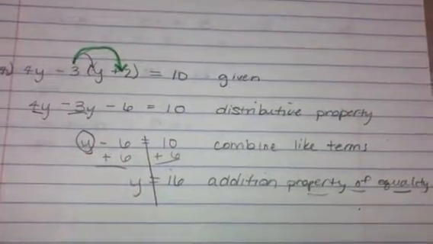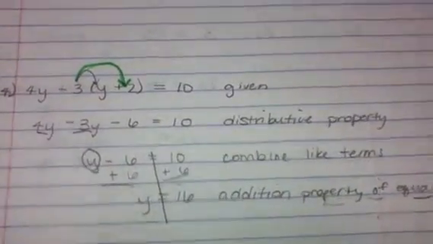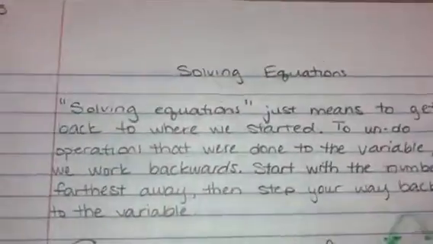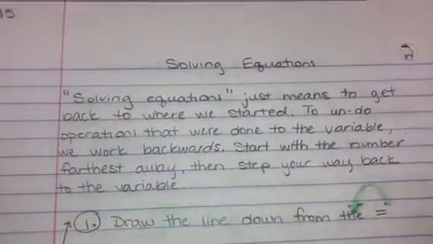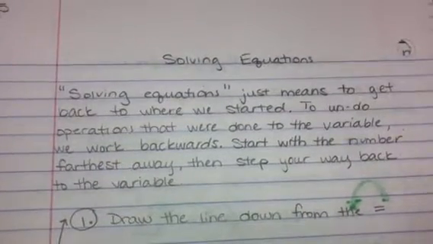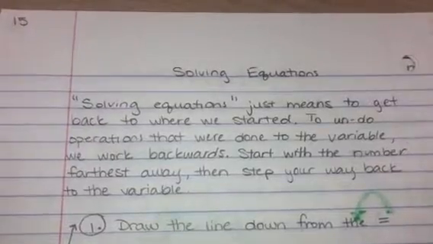All right, so that's our simplifying expressions page. Again, you have numbers 3 and 1 to do for homework on page 14. And we are going to write some notes on page 15 as well, solving equations, just to recap what we've already been talking about in the last few lessons. So solving equations just means to get back to where we started. To undo operations that were done to the variable, we work backwards.